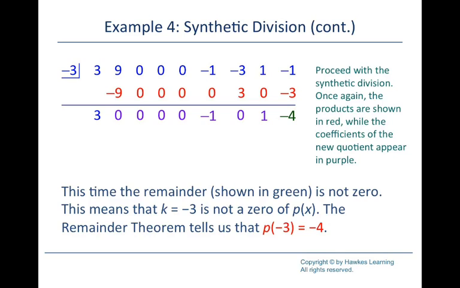And when we talk about the remainder theorem, it tells me if I put -3 into my original equation, I should have gotten -4. That would tell me that -4 is a remainder.